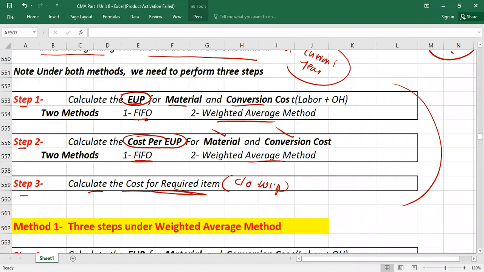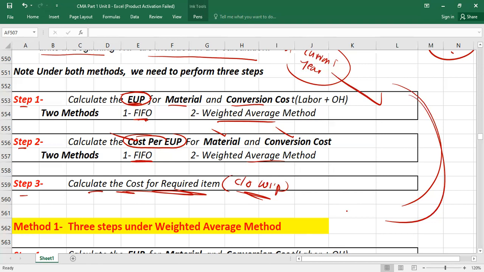If you want to calculate cost, you have to do three steps. But in MCQs, maybe they'll ask you only step number one, calculate equivalent units. Or maybe they'll ask step two, calculate cost per equivalent unit. Or maybe step three, calculate the cost for closing work in process. Anything they can ask. But practically, if you want to calculate cost for closing work in process, you have to do all these three steps. But in MCQs, even in between, they can ask. Understood?